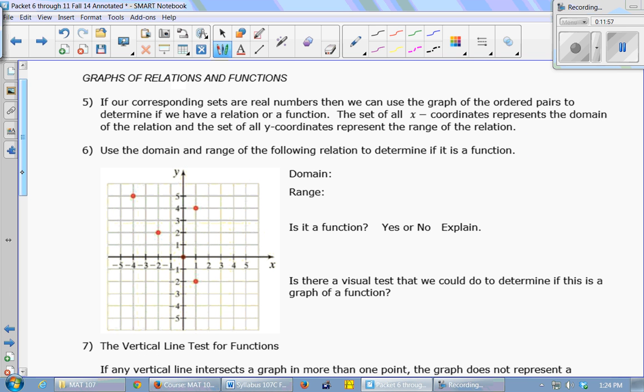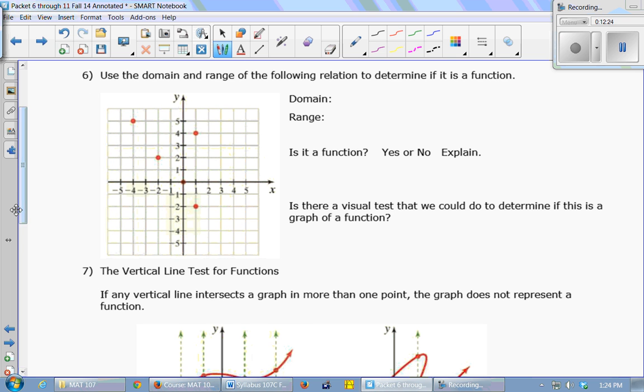Okay, so we're going to look at graphs of relations and functions. So far we've only analyzed them as points, but you can always plot a point in the xy plane. If our corresponding sets are real numbers, we can use a graph of the ordered pairs to determine if we have a relation or a function. The set of all x coordinates represents the domain, all y coordinates the range, right? So we want to use the domain and range to determine if the following relation is a function.